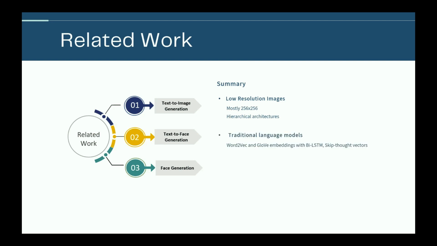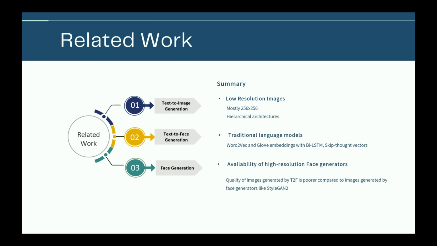And then when we look at the language models that they have used, we noticed that most of the work uses word-to-word graph embeddings with bidirectional LSTMs or skip thought vectors. But at present, we have better language models like BERT, and the use of these models in text-to-face generation has not been explored properly.